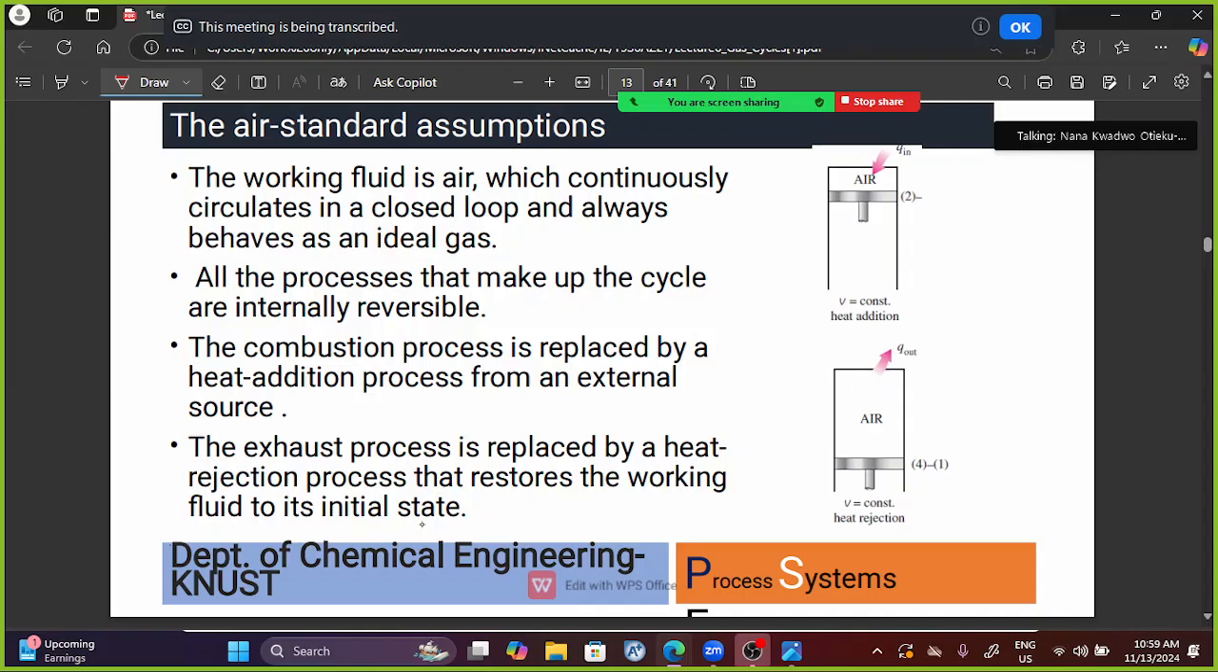Then the combustion process is replaced by a heat addition process from an external source. And then the exhaust process is replaced by a heat rejection process, and that would restore the working fluid to its initial state. So what I'm trying to say by these 2 points is that instead of catering for the combustion of the fuel, then the removal of the exhaust gases that have gained heat, we just work with the scenario as though we have a heat addition and a heat removal process.